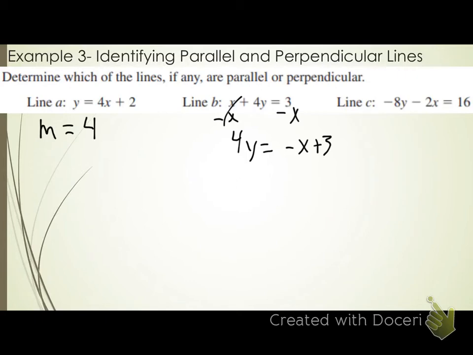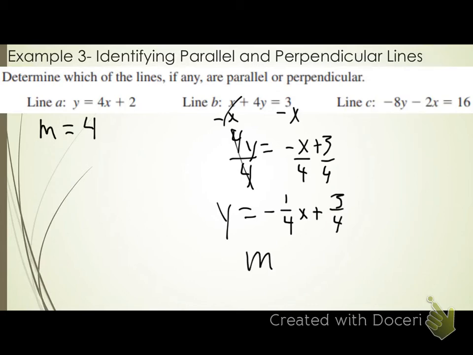And now, what can I do with that 4? Divide everything by 4. So I get y equals negative 1/4 x plus 3/4. So what's the slope of line B? Negative 1/4.